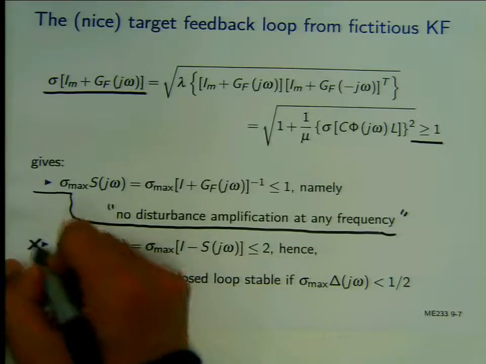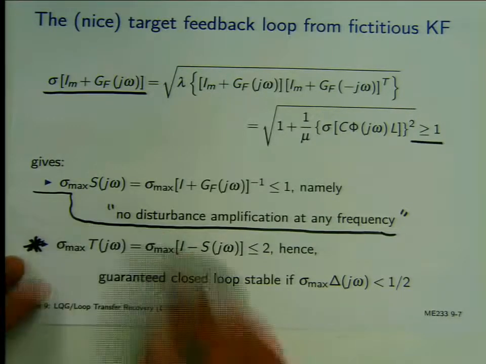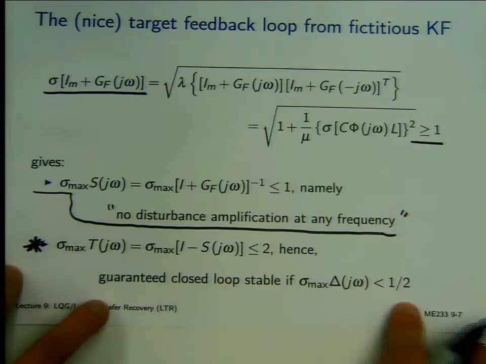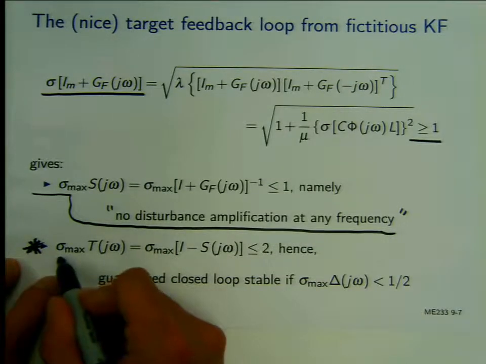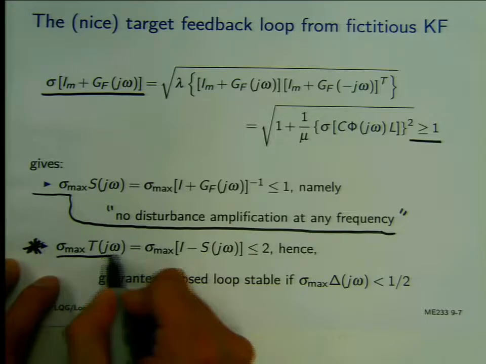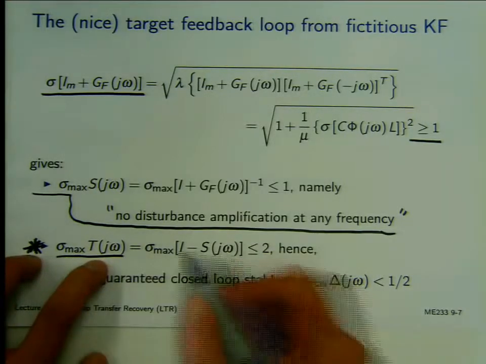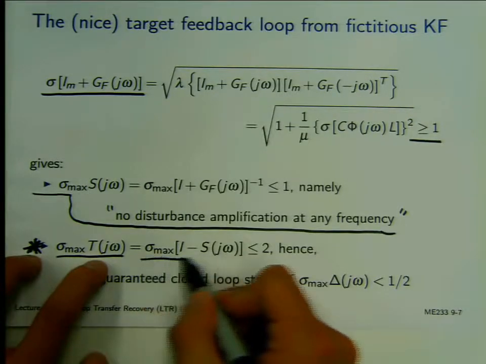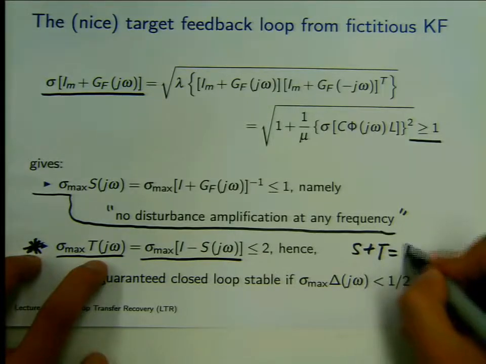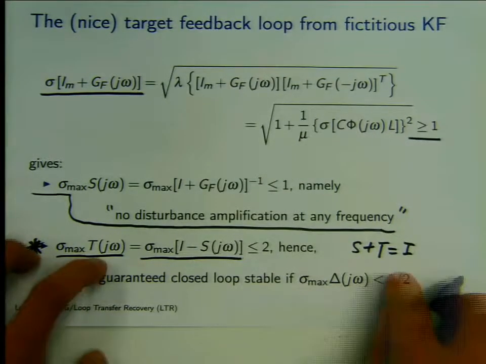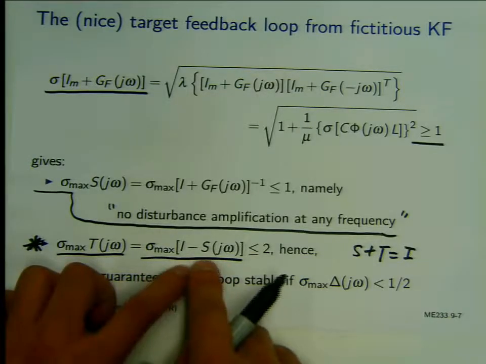This property requires a little bit more algebra, so it's sufficient that you understand the conclusion here. The derivation is not required. It says that if you evaluate the singular value of the complementary sensitivity function, it equals the maximum singular value of I minus S, because of the fundamental feedback limitation, S plus T equals I.